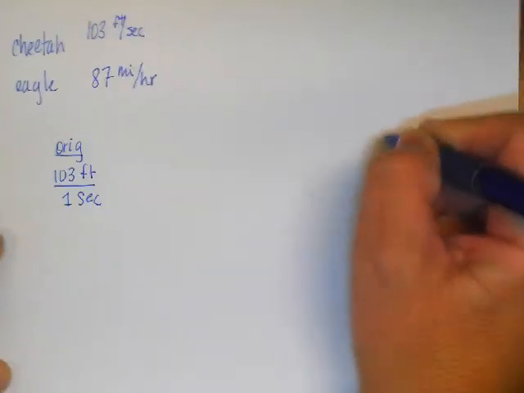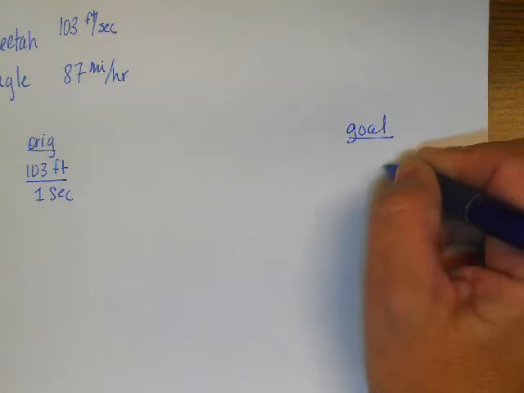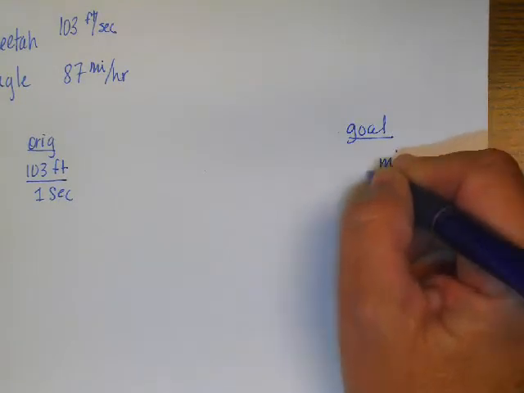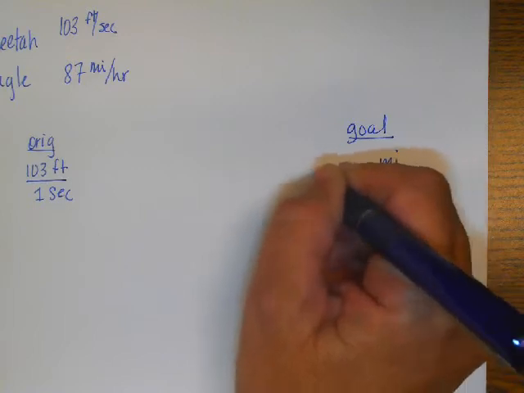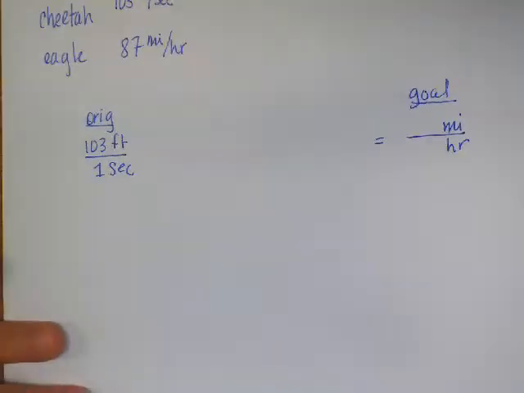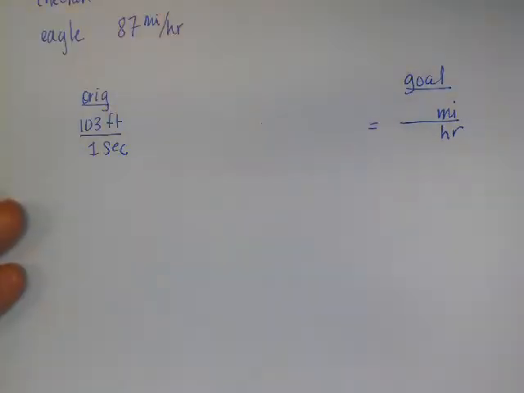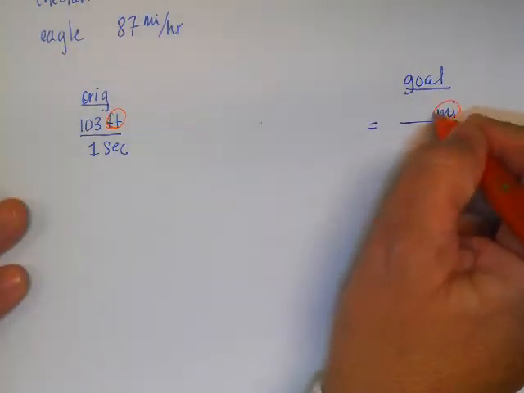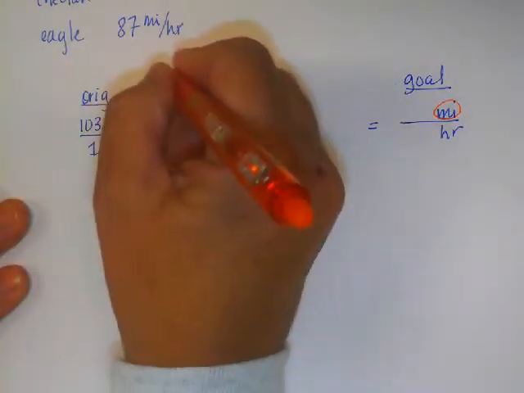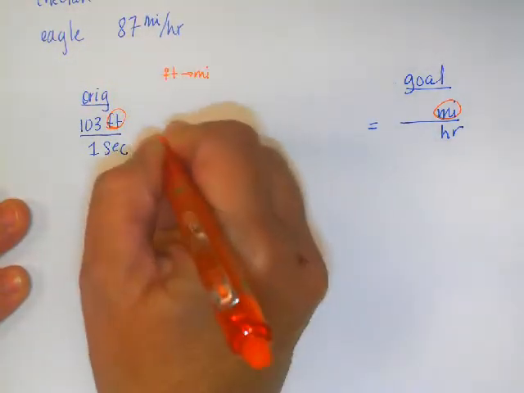And my goal is to change it into miles per hour. I don't know quite how many that is yet, okay, but my goal is to turn it into miles per hour. But I'm starting with feet per second. Start with one unit of measurement at a time. So I'm going to start with feet, and I know that feet is going to go to miles. So my first conversion is going to be feet to miles.